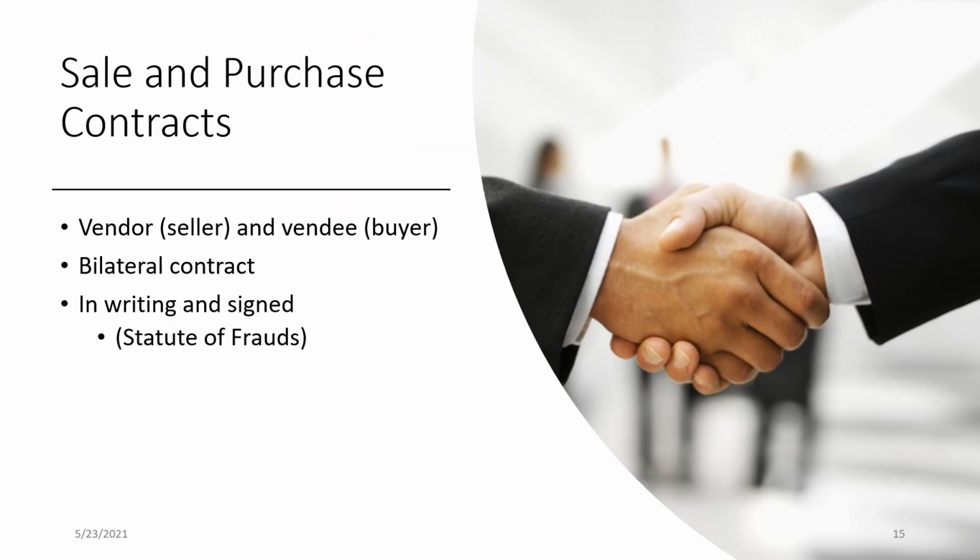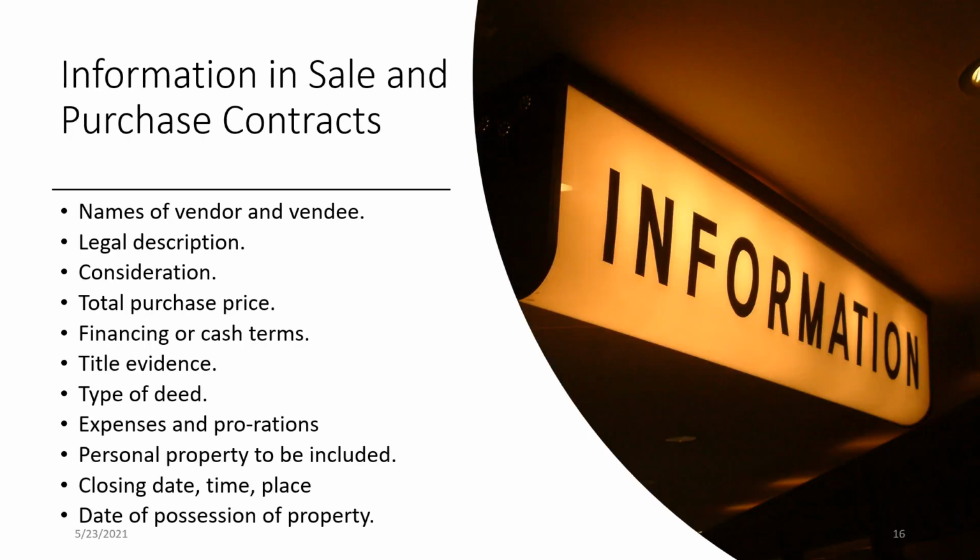Sales and purchase contract, you have a vendor and a vendee. You're going to need to know the difference in your E's and your O's. O's give, E's receive. So a vendor is the seller. A vendee is the buyer. It is a bilateral contract that's in writing and signed due to the statute of frauds. Some of the information that's contained is the names of the vendor and vendee, legal description, consideration, total purchase price, financing or cash terms, title evidence, type of deed, expenses and prorations, personal property to be included, the closing date, time and place, and the date of possession of the property.